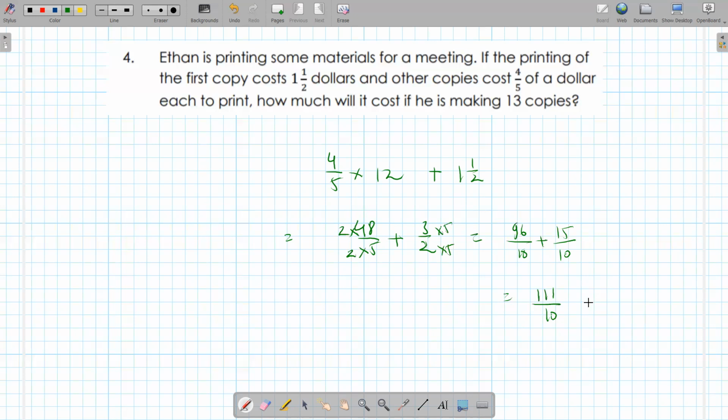Yes, we're not allowed to use a calculator, right? So 10 times 11 is 110. Well, how much is left? 1. 1 over 10, there you go, and that's the final answer. Okay.